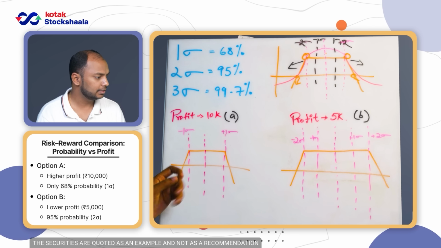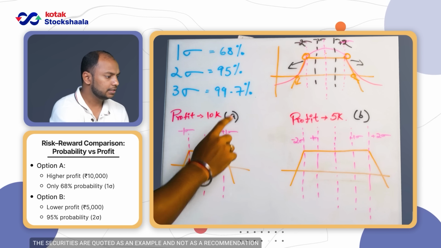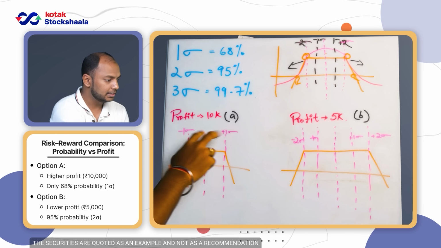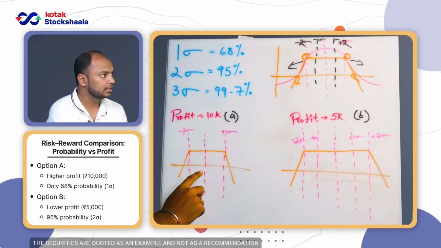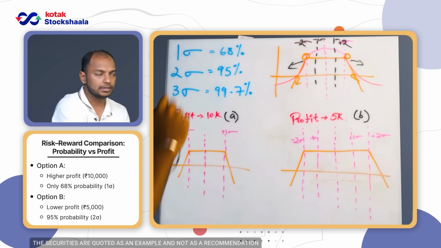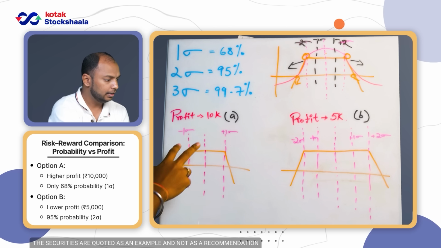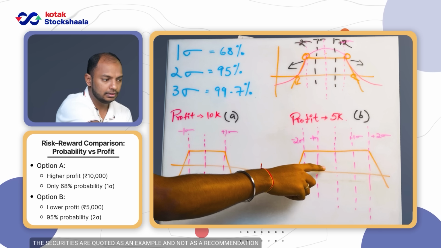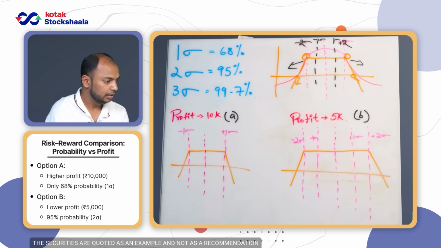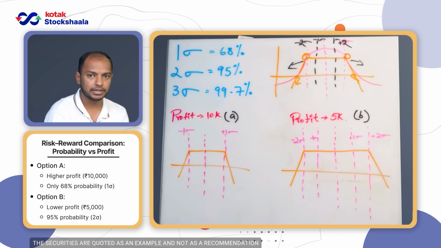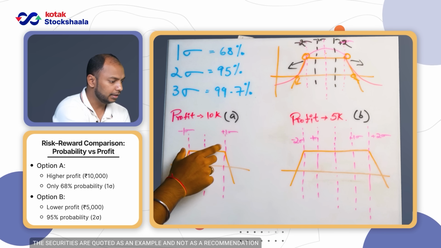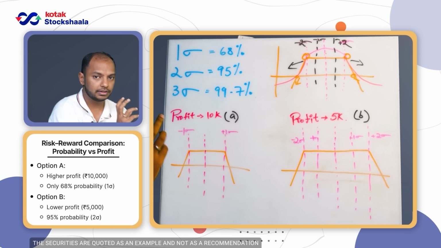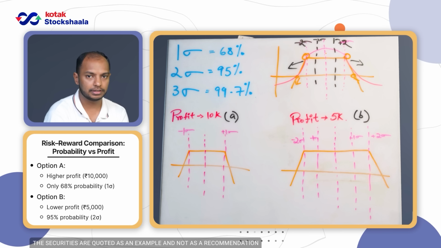So here in this case, let's evaluate. In the first case, option A, we have the strangle sitting inside the 1 standard deviation, which means there is a 68% probability of profit, and beyond 1 standard deviation there is a 32% probability that the market might go above and beyond this specific range. So there's a 32% chance you might make a loss in this trade.